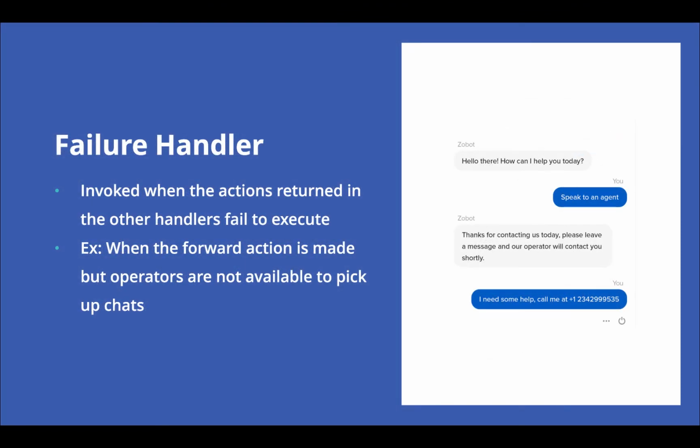Finally, there's the failure handler. This one gets invoked when the actions returned in the other handlers fail to execute. The inputs here will be the details of the visitor, the cause of the failure, and the previous response for the object due to which the action had failed.